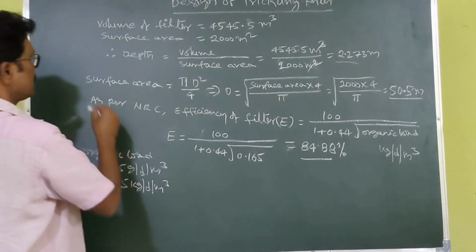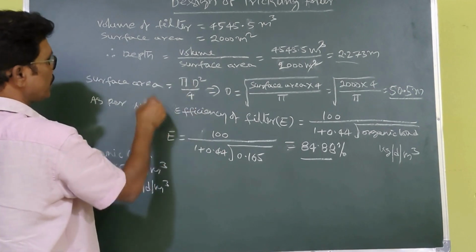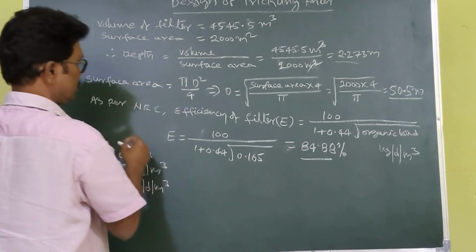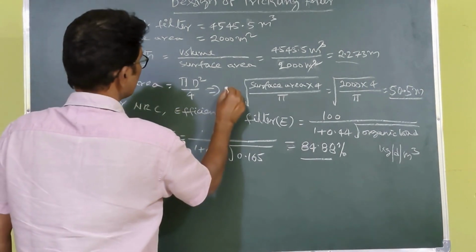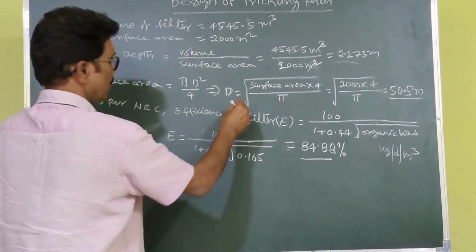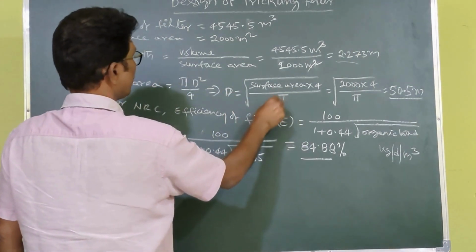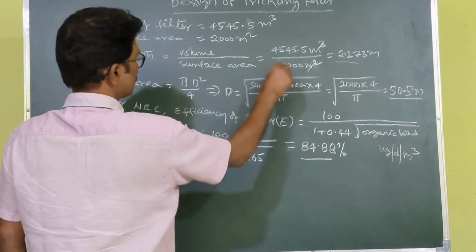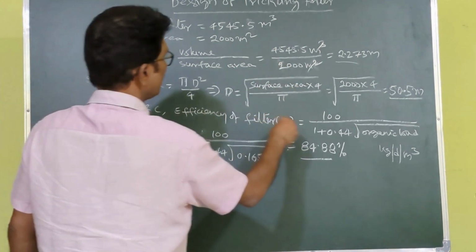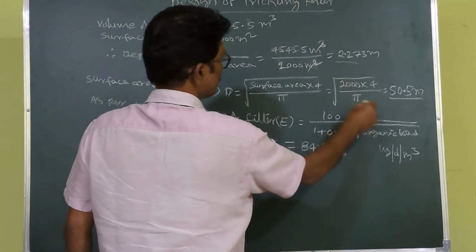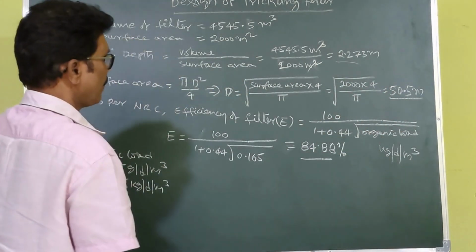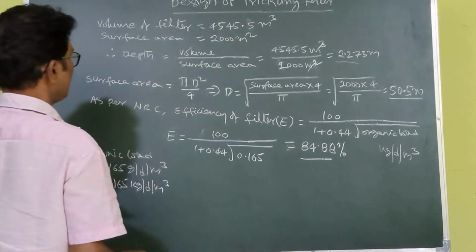Therefore the surface area equals pi d square by 4. It is a circular filter, so surface area equals pi d square by 4. From this, d equals root of surface area into 4 divided by pi. If you substitute the surface area and pi and simplify, you get 50.5 meters. That is the diameter of the filter.